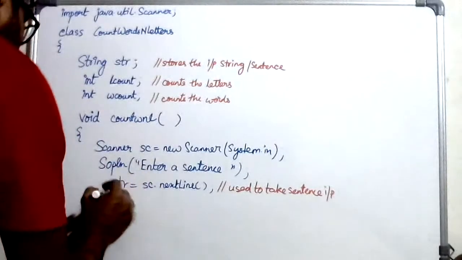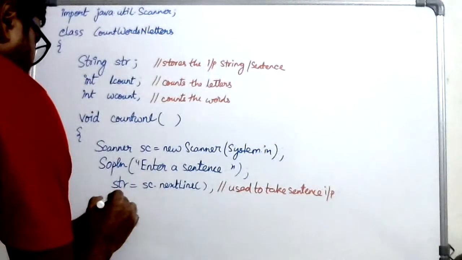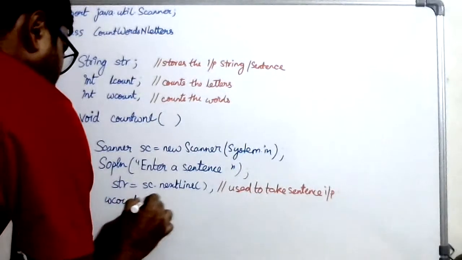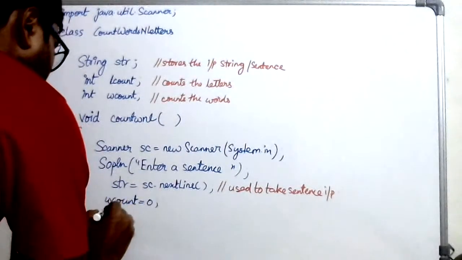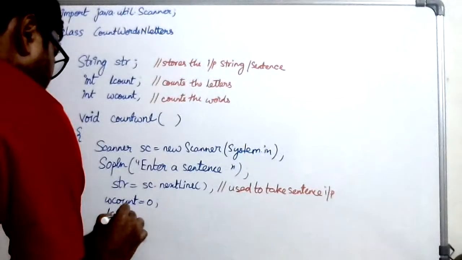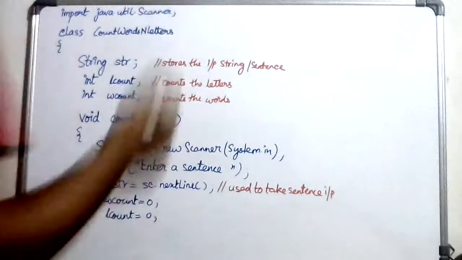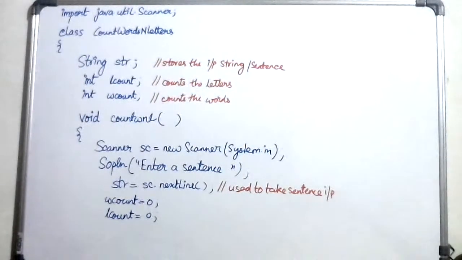we'll again, just to be sure, initialize w count to 0. Also we'll initialize L count to 0 before we begin actually counting. So we are initializing, rather resetting, the values of w count and L count before we start the for loop.